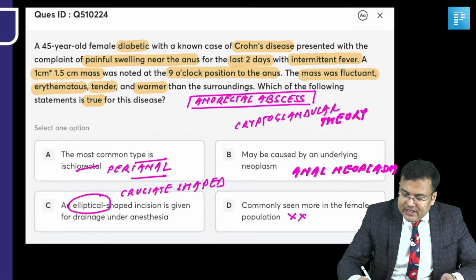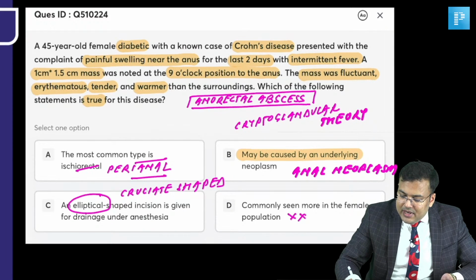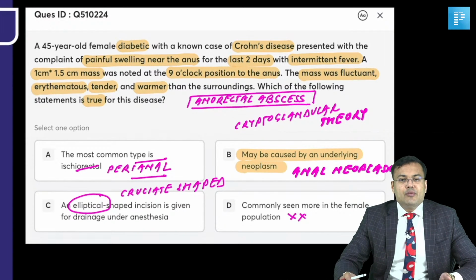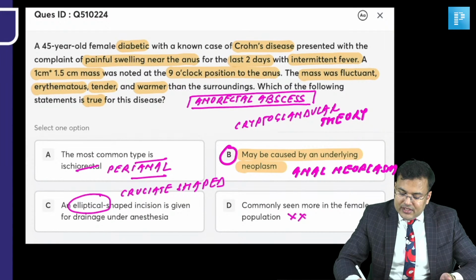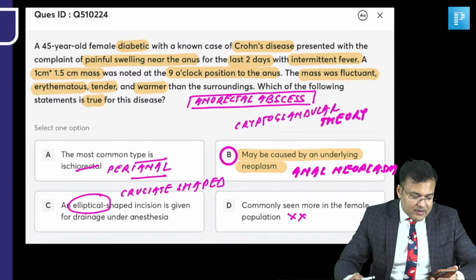So guys, you can check here. It may be caused by an underlying neoplasm. Clear? So what is the correct answer? The correct answer for this question is B. It is B. Clear, guys?